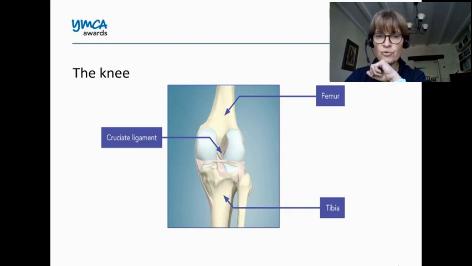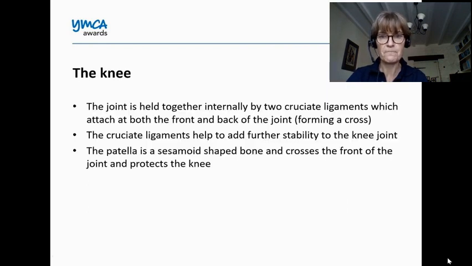And you also have cruciate. Now, cruciate is anything that crosses. So you've got your anterior cruciate and your posterior cruciate ligaments. They're the ones to remember for your knee. So these cross over, hence the cruciate element. They give stability. And the other bone to know about is your patella.